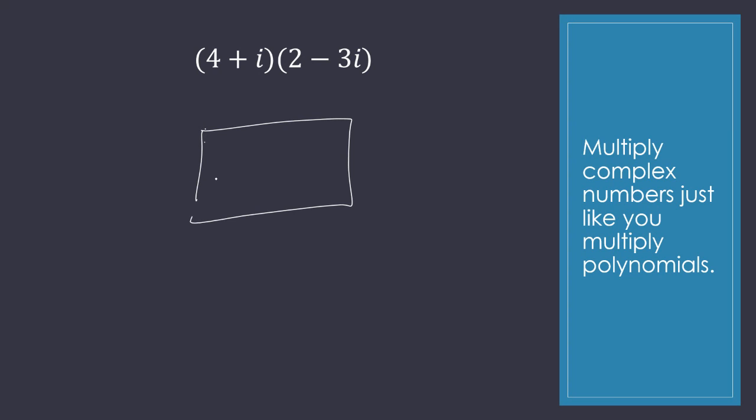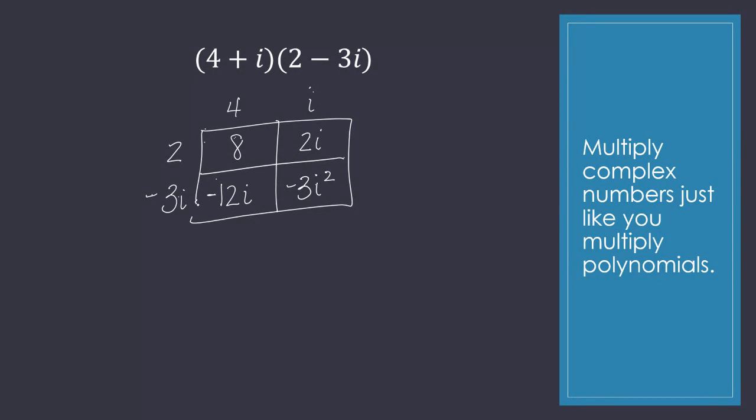I'm going to multiply. This is a 2 by 2. 4 plus i times 2 minus 3i. And I'm going to multiply all the parts just like I normally would. Notice that I end up with a negative 3i squared here, okay?